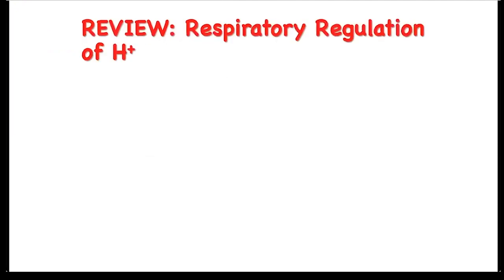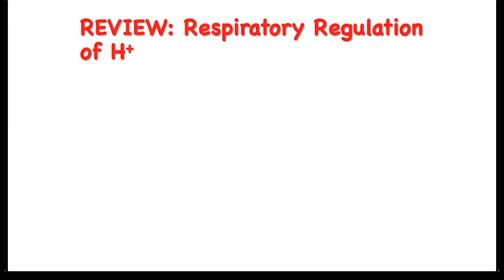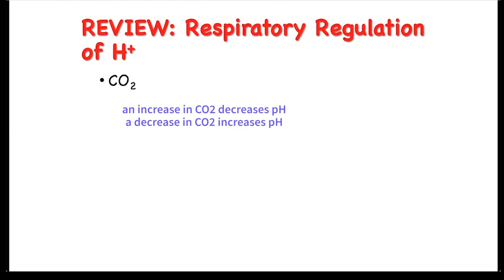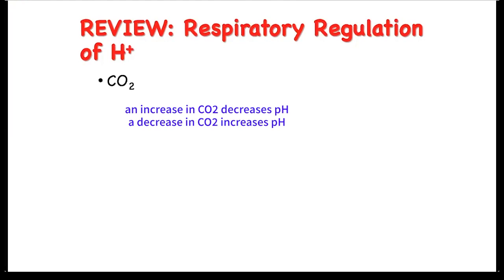Let's review how the lungs regulate your pH. Remember that by regulating ventilation, you can regulate the amount of carbon dioxide that you retain in your blood. As carbon dioxide levels go up, pH drops. As carbon dioxide levels go down, pH goes up. Thus, by regulating how quickly we eliminate carbon dioxide, we can regulate our blood pH.